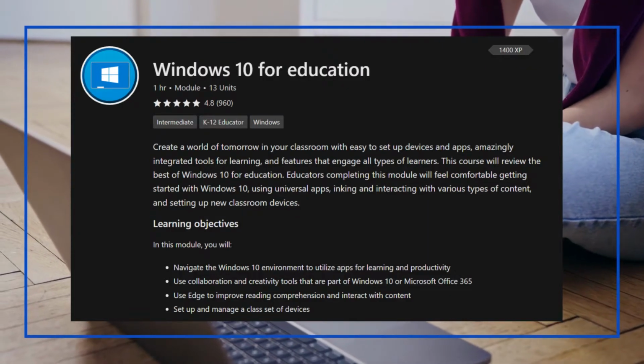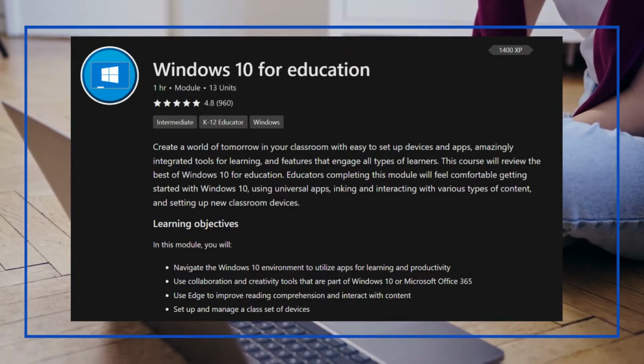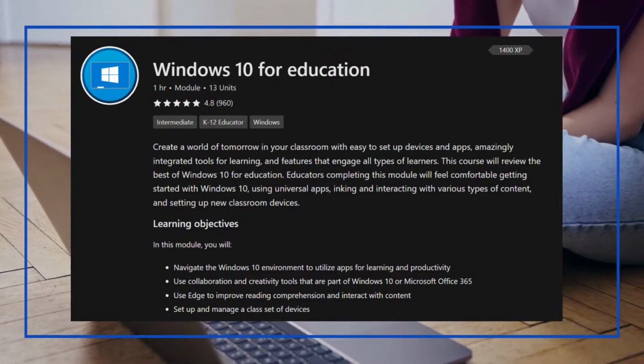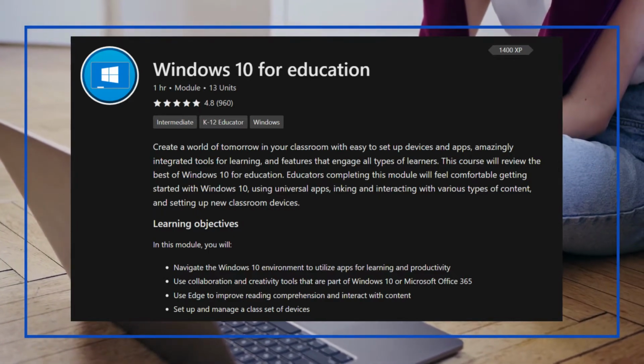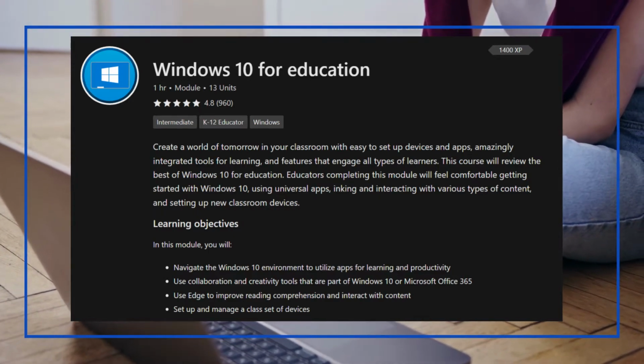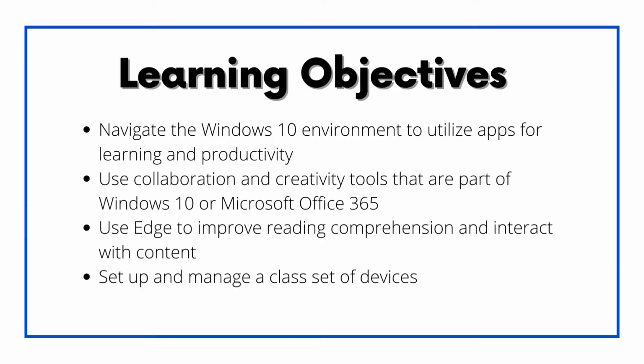My first lesson was Windows 10 for Education. This lesson showed the fundamentals of the Windows 10 operating software for educational settings, as well as showcasing Microsoft Edge web browser. Learning objectives in this module included the following: navigate the Windows 10 environment to utilize apps for learning and productivity. Use collaboration and creativity tools that are part of the Windows 10 or Microsoft Office 365. Use Edge to improve reading comprehension and interact with content. And lastly, set up and manage a class set of devices.